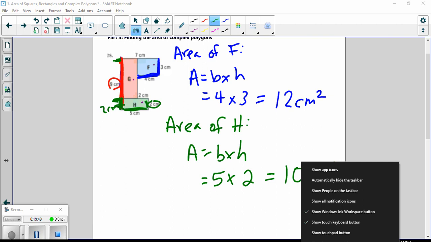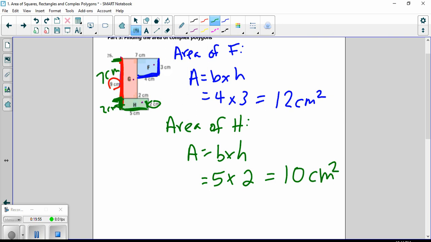So from here to here in this red rectangle is 7 centimeters. We can call this our base, and that's fine. We'll call this B. Now we need to find the height. Remember, the base is always perpendicular to the height. So I'm going to draw a right angle in here. Here's my right angle, and this is my height. My height is only this length here.